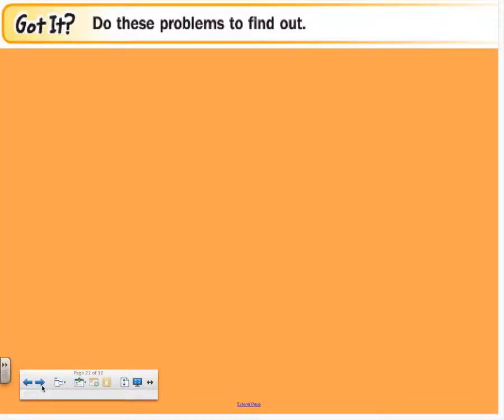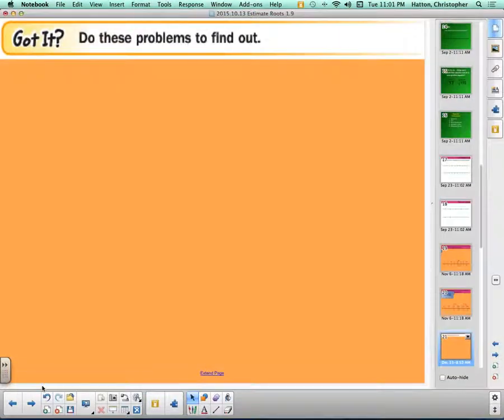So that is how we estimate cube roots and also square roots using what we know about perfect squares and perfect cubes. Please, at this time, go ahead and try the Got It at the top of page 83.